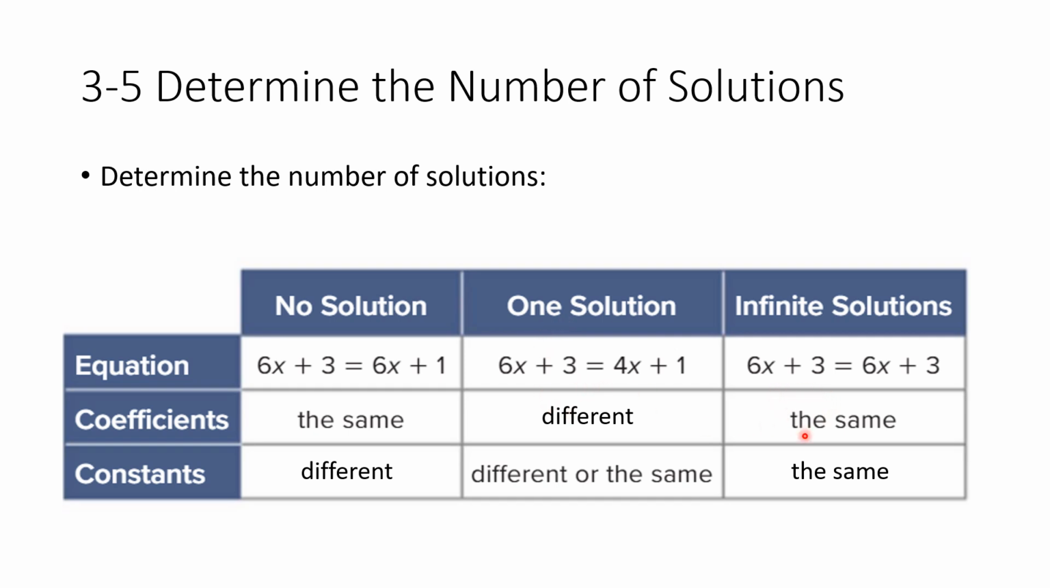If your coefficients are the same and your constants are the same, well, you will have infinite solutions. So to repeat and to summarize, if you have different coefficients, you immediately have one solution. No ifs, ands, or buts. If you have the same coefficients, meaning your variables have the same numbers in front of them, you need to look at your constants. If your constants are different, no solution. If your constants are the same, infinite solutions.